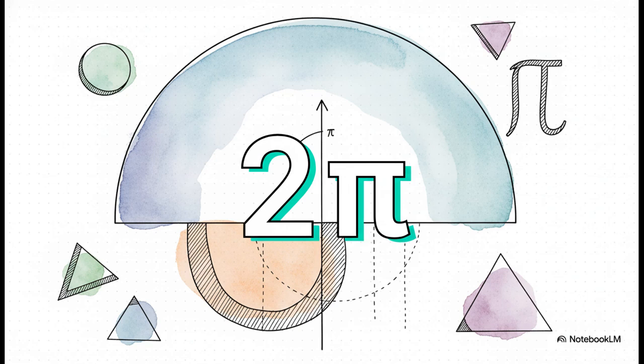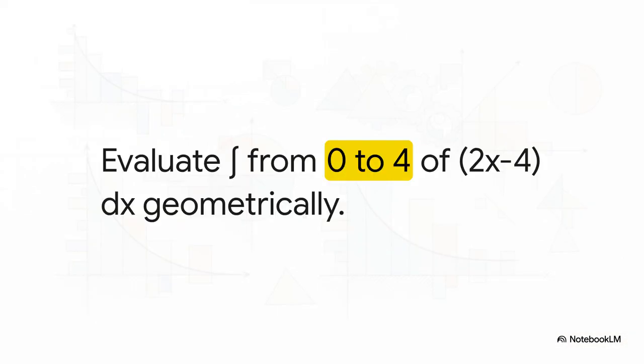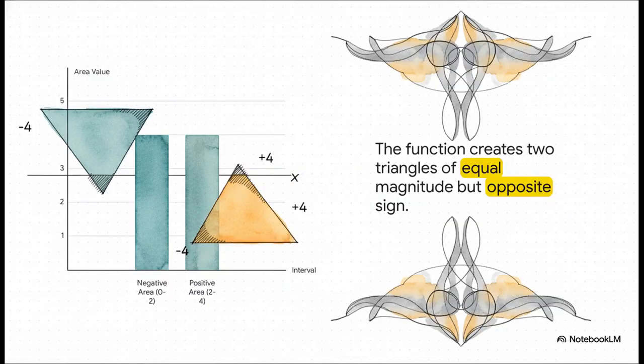Pretty cool, right? Okay, let's kick it up a notch. Now that we've got the basic idea down, we can start looking at problems that have both positive and negative areas we need to account for. So for this one, we're integrating the line y equals 2x minus 4 from x equals 0 all the way to 4. Now, if you picture that line in your head, you'll realize it actually crosses the x-axis, which is our clue that we're going to have some negative area and some positive area to deal with.